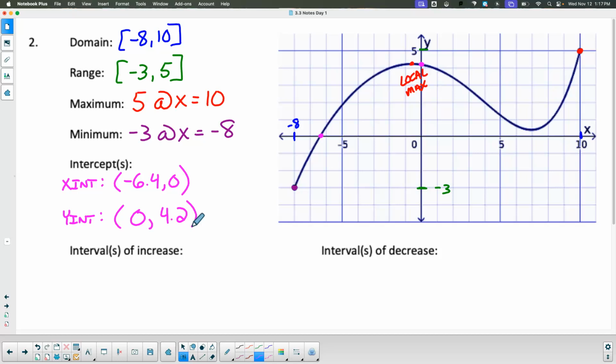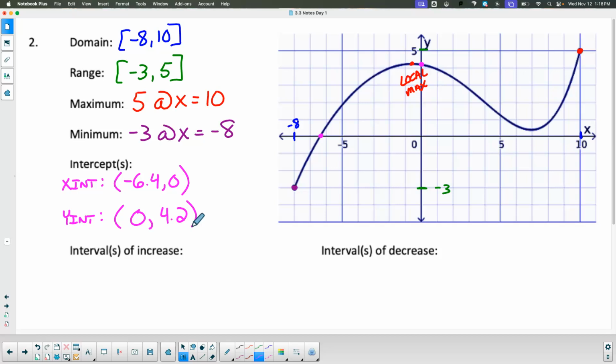And then lastly it said, let's talk intervals of increase and intervals of decrease. Yesterday we talked about these also. What did we say the function was doing if it was increasing? It's going up. Okay? And if it's decreasing, it's going down. In which direction are we working when we look at that? We're always working left to right on that.